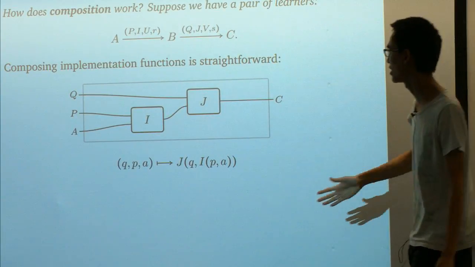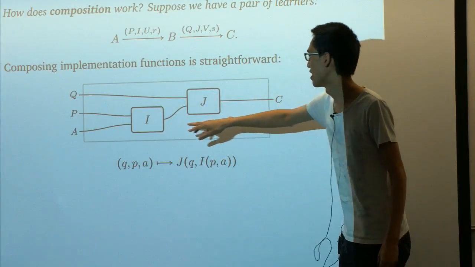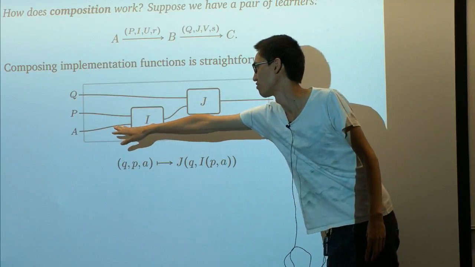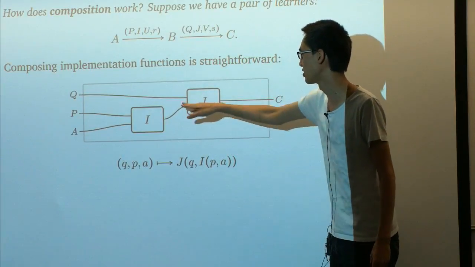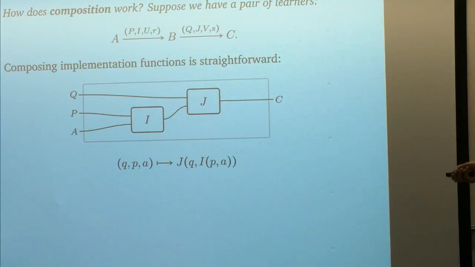Another way of thinking about this is that once we fix parameter values, then I at P is a function from A to B, and J at Q is a function from B to C. And this is just the composite of those two functions. So this is obvious, especially if you've seen the same thing happen with open games.